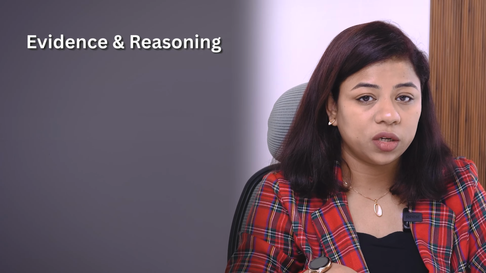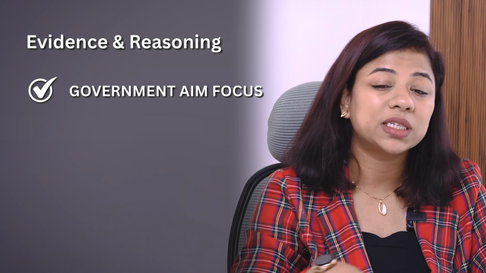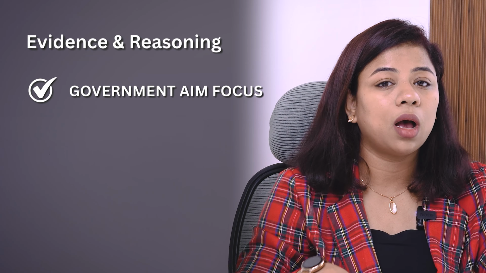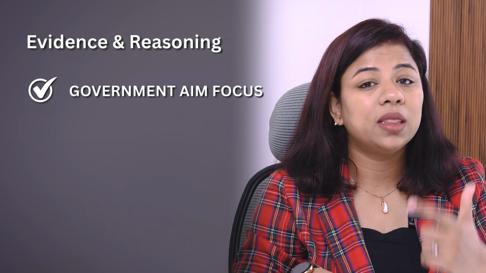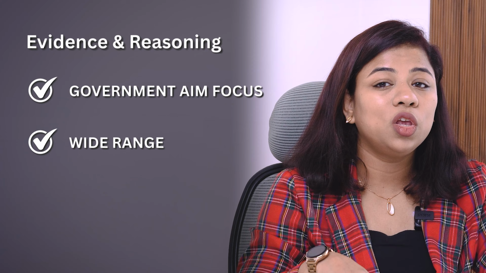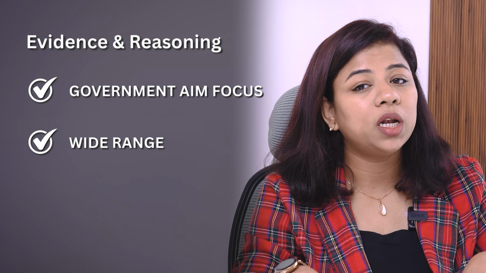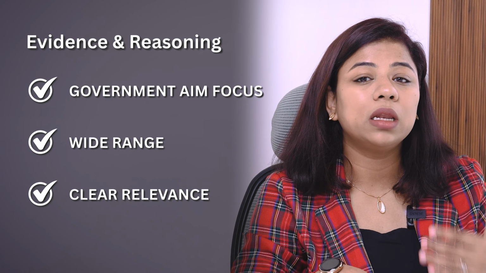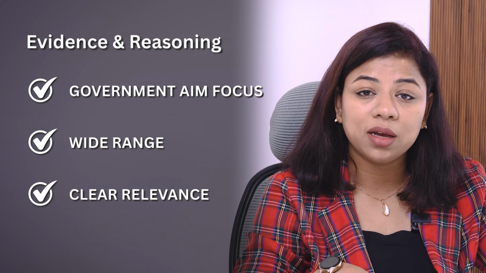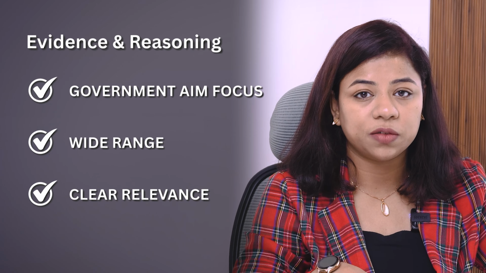So what we taught Kai was what I call the Cambridge triple criteria formula for level 4 responses. The first criterion is evidence and reasoning strategy. That is, every piece of evidence must clearly serve reducing hunger as a government priority. The second, wide range: use source ideas plus your own ideas covering multiple dimensions. The next part is clear relevance, that is, explicitly link each reason to government effectiveness.